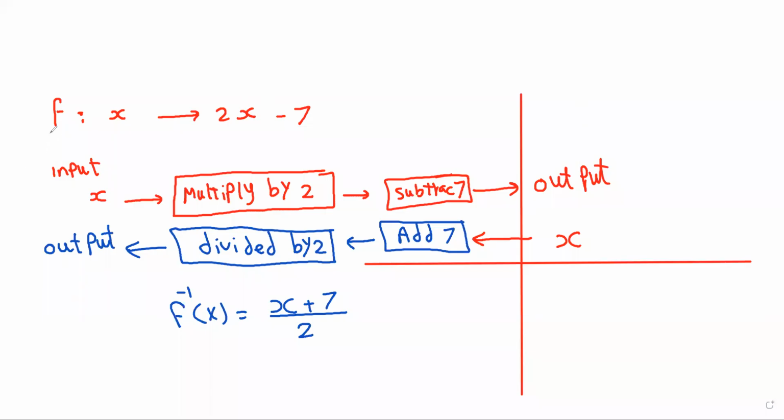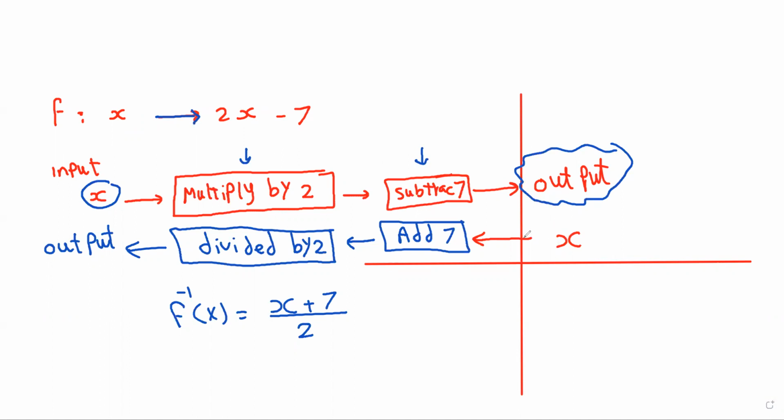The function f(x) is 2x minus 7. Multiply x by 2, then subtract 7. So if the input was x, the output is: multiply by 2 as the first step, then subtract 7, and you will get the output. That's the function.